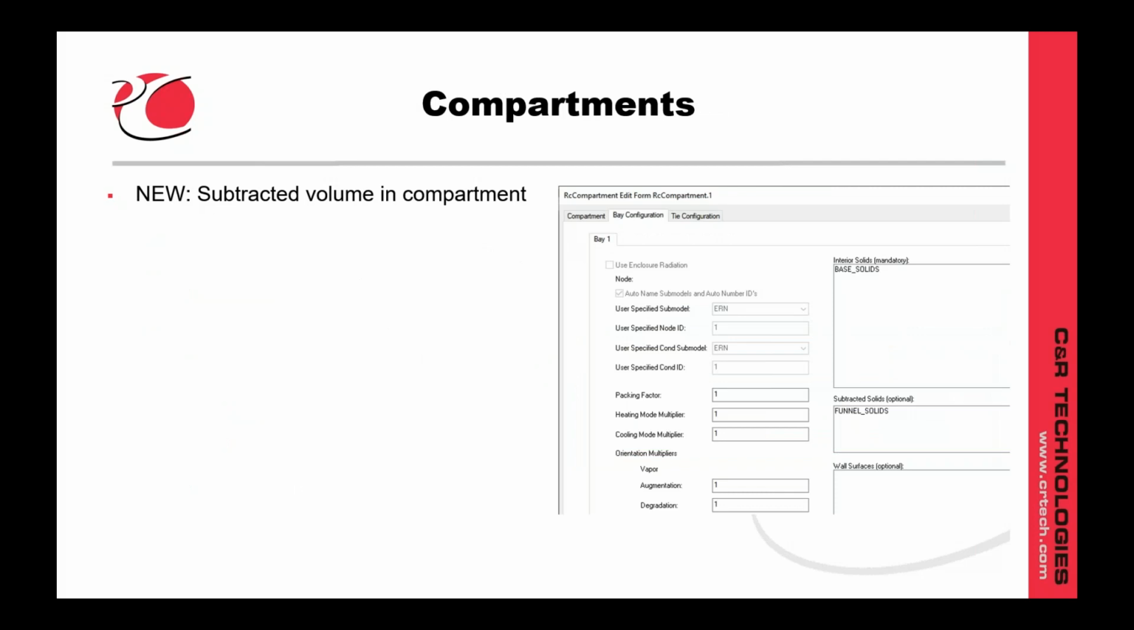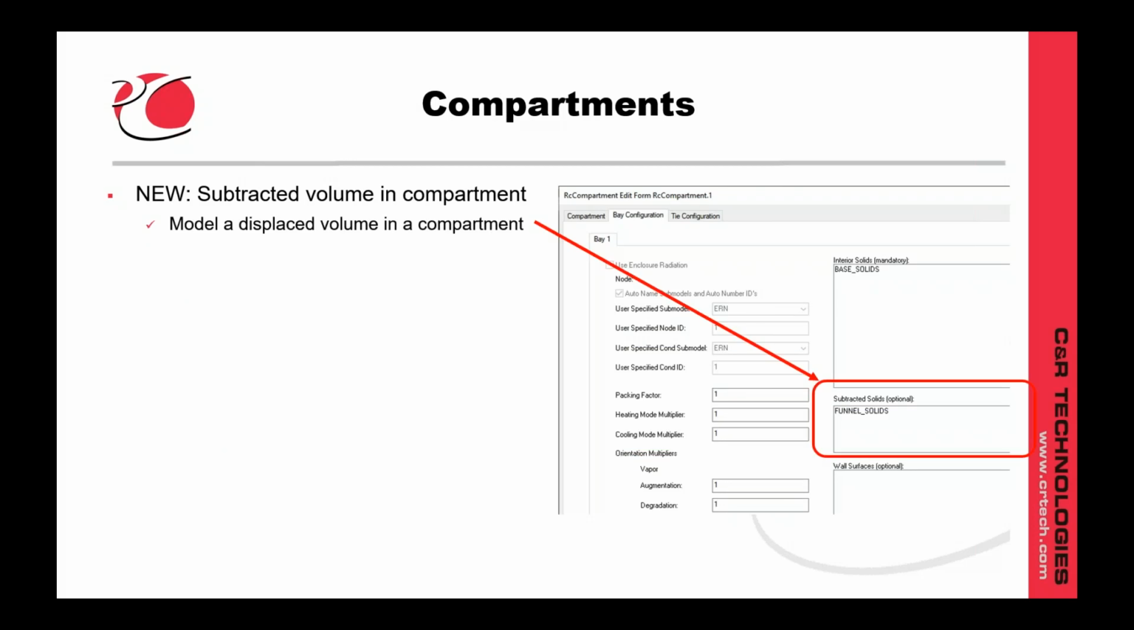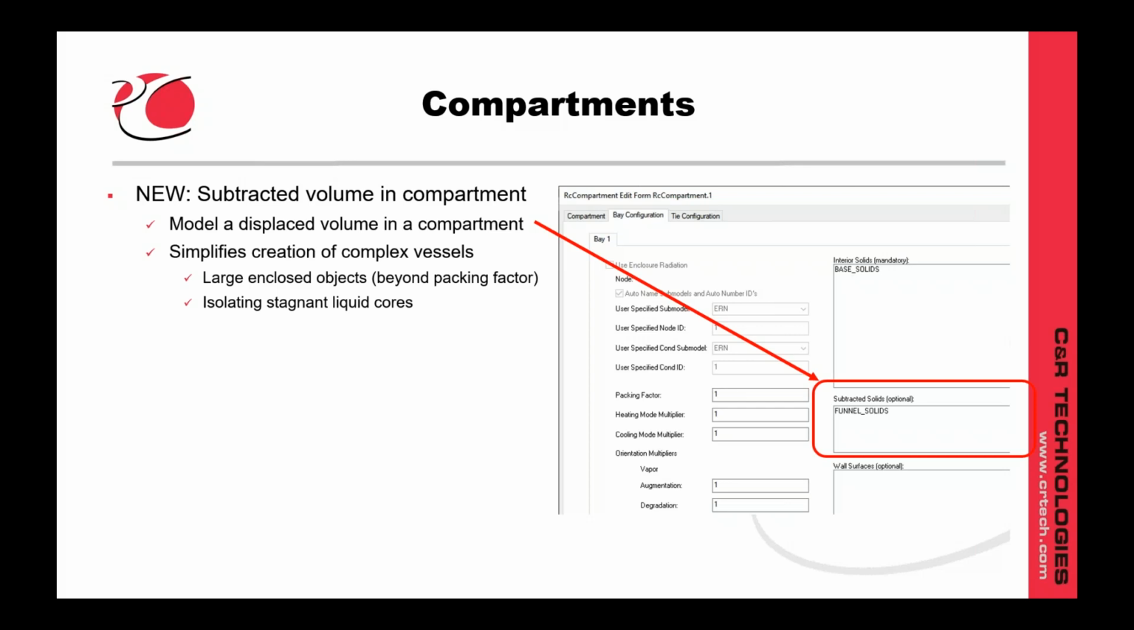We've made some changes in compartments. The key feature here now is the ability to create subtracted volumes in a compartment. So you can now define interior solids, which create the overall compartment, and then specify solids that represent displaced volumes to be subtracted. This process is often much easier and faster than trying to create a single complex mesh of the fluid volume. It also helps with isolating stagnant liquid cores when modeling pressurization of tanks.